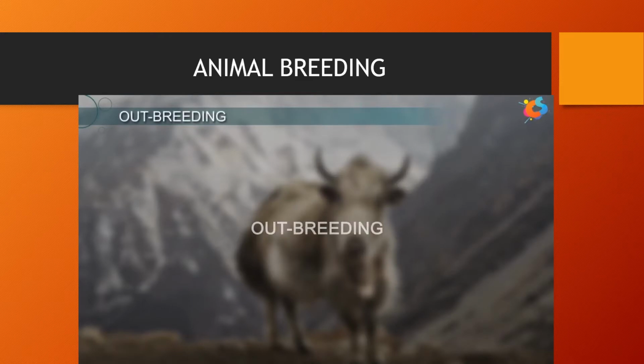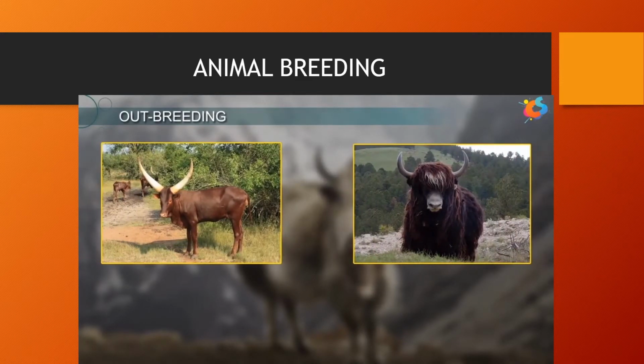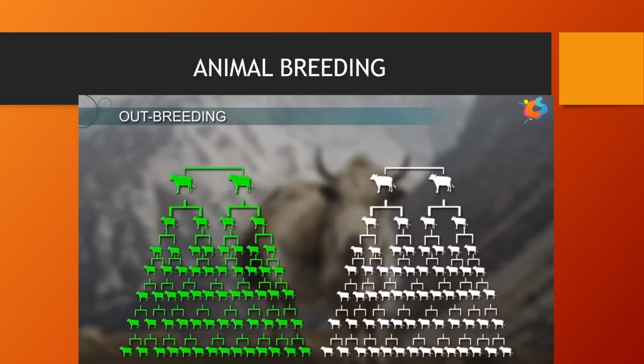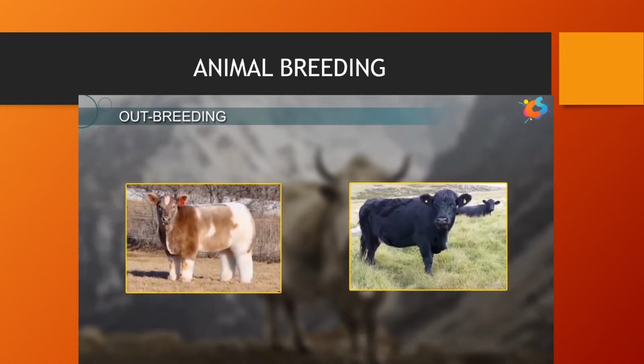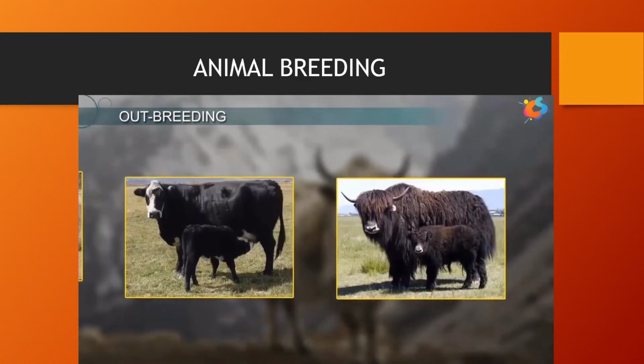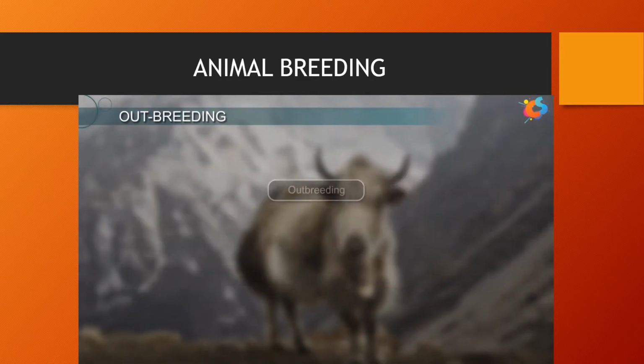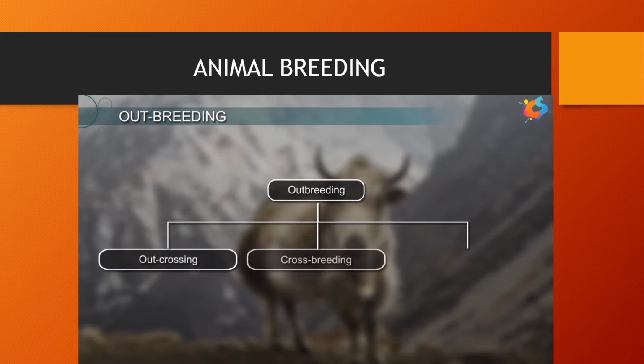Outbreeding. Outbreeding is a technique in which breeding is done between unrelated animals. Here, the term unrelated refers to the animals of either same breed having different ancestors or animals of different breeds or different species. Outbreeding is generally carried out by three ways. These are outcrossing, crossbreeding, and interspecific hybridization.